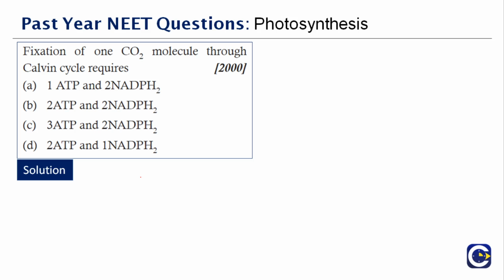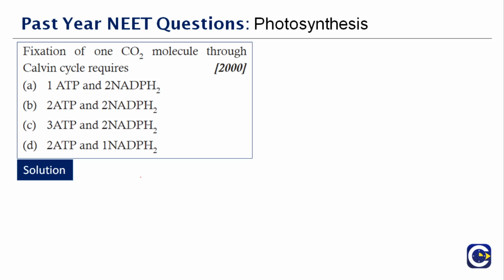We saw in the earlier question, right, the first stable product which comes out from the C3 cycle was phosphoglyceric acid, and this will be later converted into phosphoglyceraldehyde. This is what we saw in the earlier questions. The same thing is required here. So we talked about that. Now, fixation of one carbon dioxide molecule through the Calvin cycle requires 3 ATP molecules and 2 NADPH2 molecules.